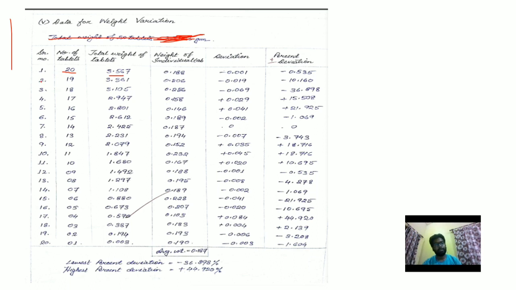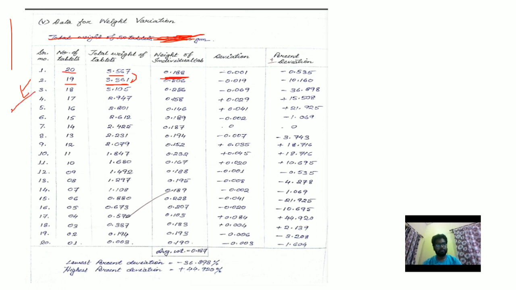After that I took one tablet from that lump. How many tablets are there right now? 19 tablets. I measured the weight of 19 tablets and got 3.361. I subtracted the value and got the weight of one tablet. You have to continue like this.